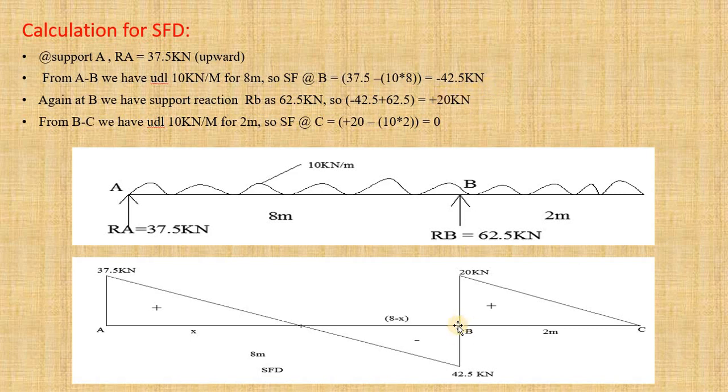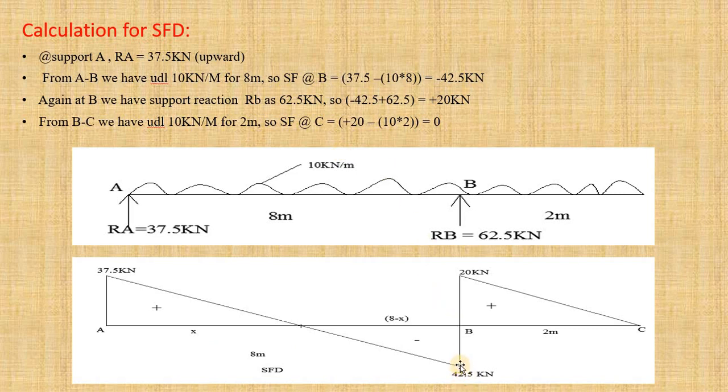As this is negative, draw a line below the beam. If we join, the variation is in an inclined, linear manner. So at some point we will get the shear force as 0. Wherever I have marked at this point, the shear force is 0. That distance from A to this point I am just assuming as x.